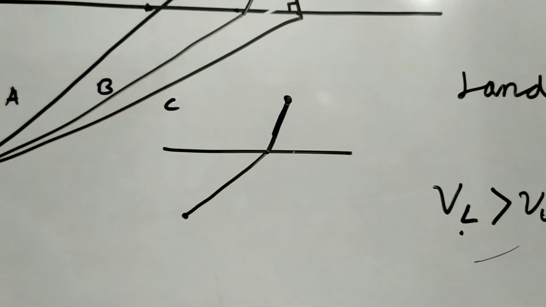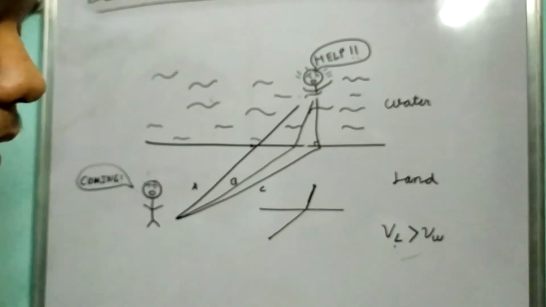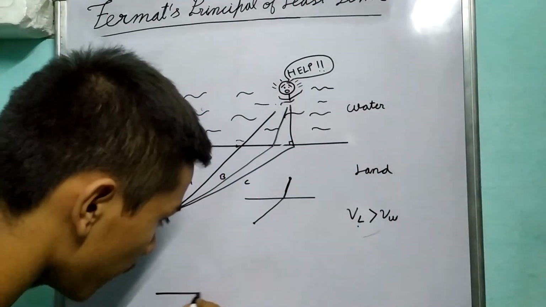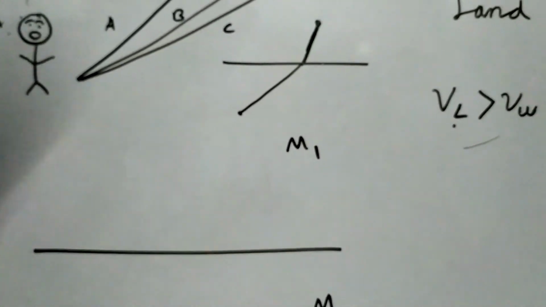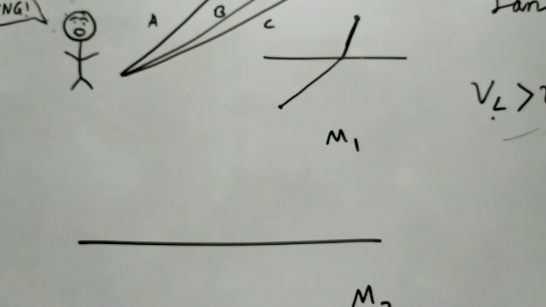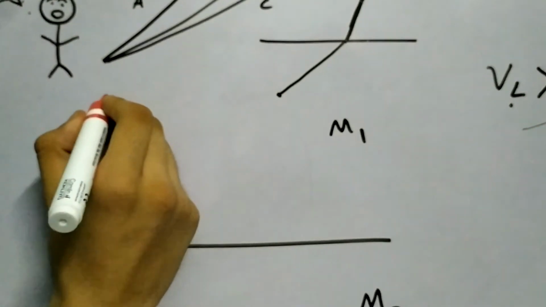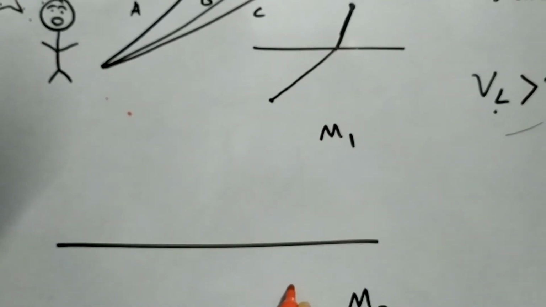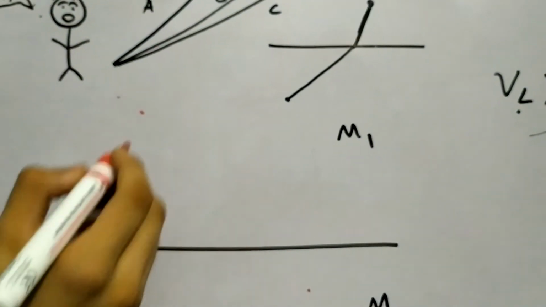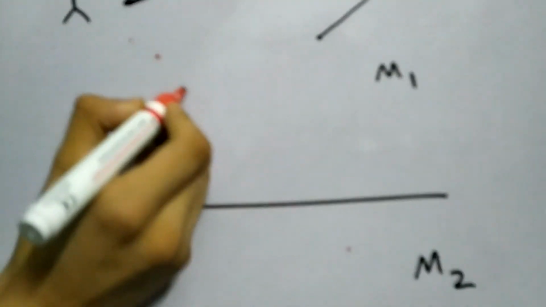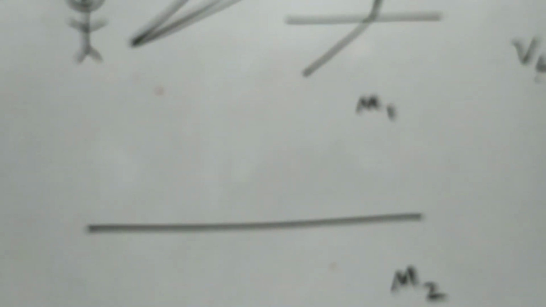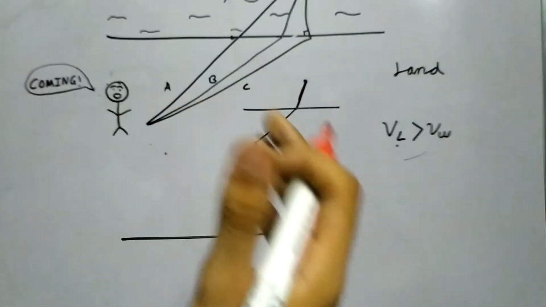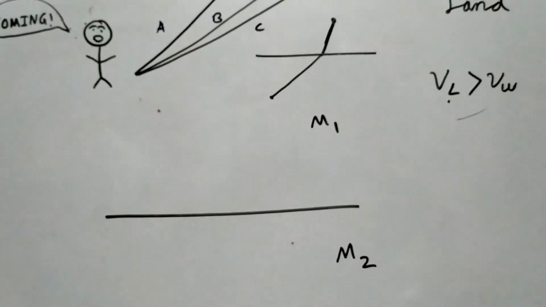Now how would light behave? Light also behaves in a similar manner. See, if you have an interface, there is this medium 1, M1, and this medium is M2. Say there is a light source, and you need to go to this point right over there. Now will light take the direct path? No, right? Because what does light want? Light wants to travel as quickly as possible. And which path among these three was the fastest path? Path B, right?